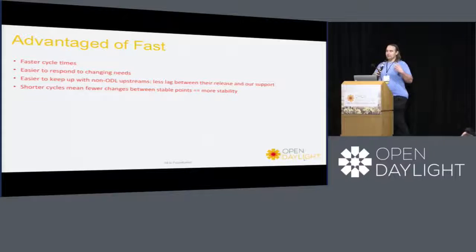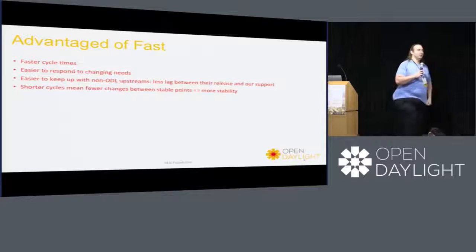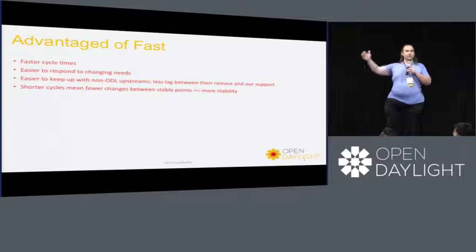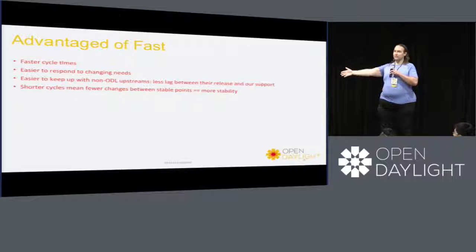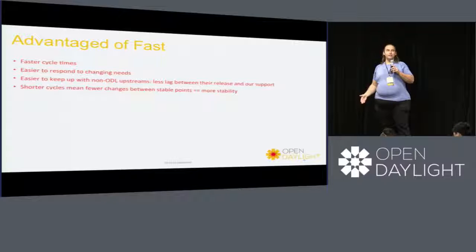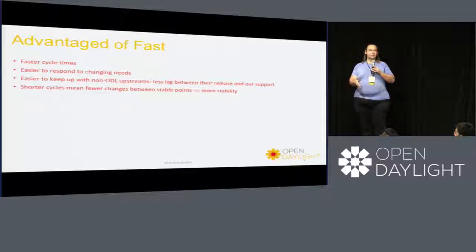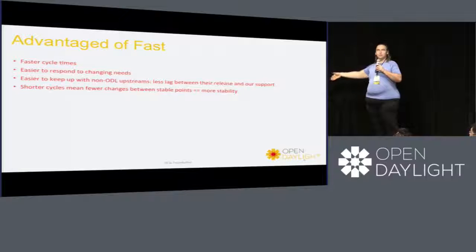It also makes it easier to keep up with non-OpenDaylight upstreams. There have been a lot of places where we depend on various upstream things for features. OVS is the classic example, in order to be able to do the things we want to do. And depending on where they release things that we would like for features in our cycle, it can be a very long wait between their release of the feature we need to support something we want to do, and when we actually get our release out.